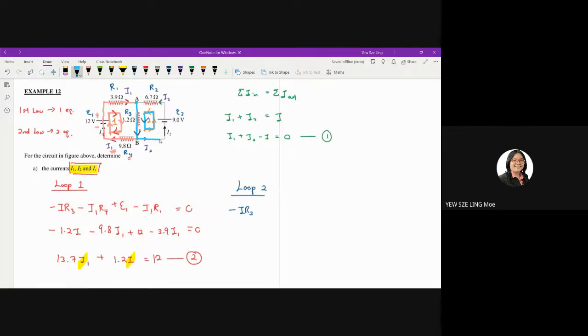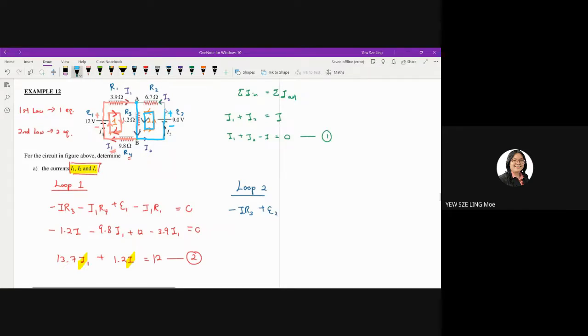Okay, nothing's along this path. And then I'm going to keep moving. Now it has come to my second battery, EMF2. As it passes through the EMF2, what is happening? It is moving from lower potential towards higher potential, so it experiences a potential rise. So plus EMF2.